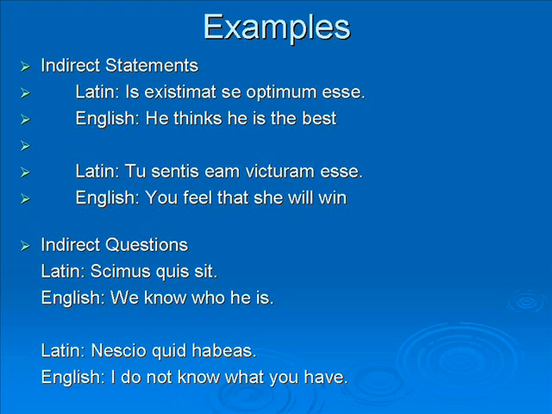The following are examples of indirect statements and indirect questions. Indirect statements. Is extimat se optimum esse? He thinks he is the best. Tu senetis eam victoram esse? You feel that she will win. Indirect questions. Scimus quis sit? We know who he is. Nescio quid habeas? I do not know what you have.